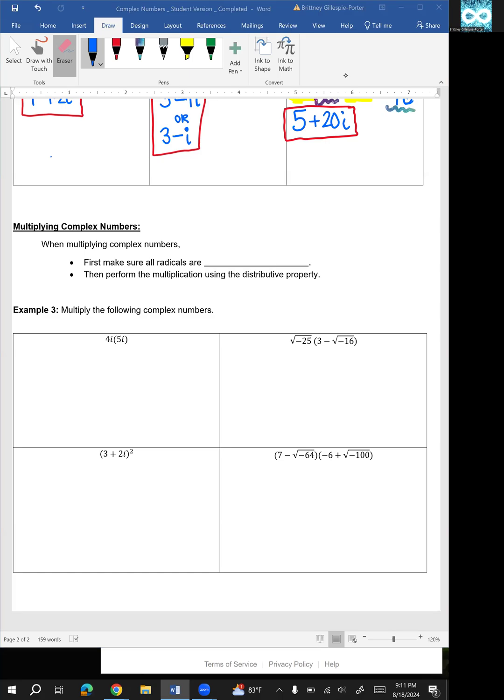Okay, the final thing that we need to discuss with our complex numbers is how to multiply them. First, you need to make sure that all radicals are simplified, and then you can perform the multiplication using the distributive property. So our first example, we have 4i times 5i. So let's just do a side example real quick.